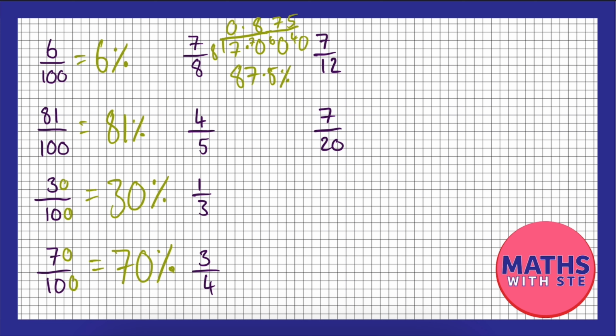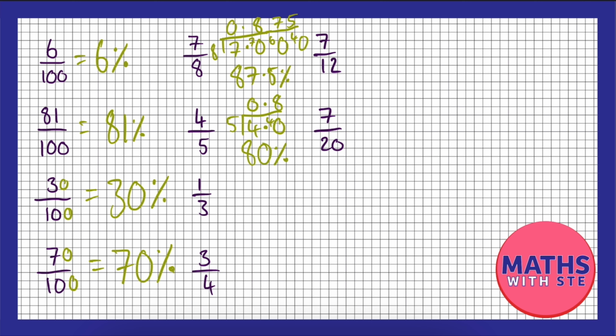Right, okay. 4 divided by 5. Okay. We've got 5 there, 4 there. How many times does 5 go into 4? It goes in 0 times. Okay. Point. How many times does 5 go into 40? It goes in 8 times. Times that by 100. 80%.